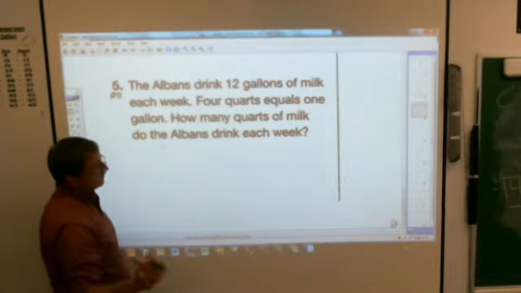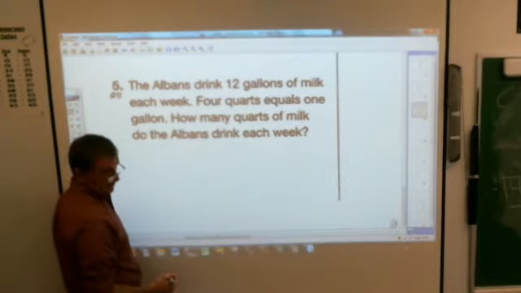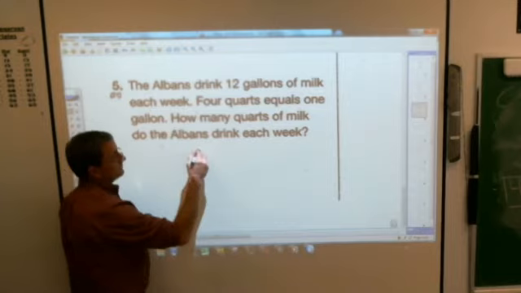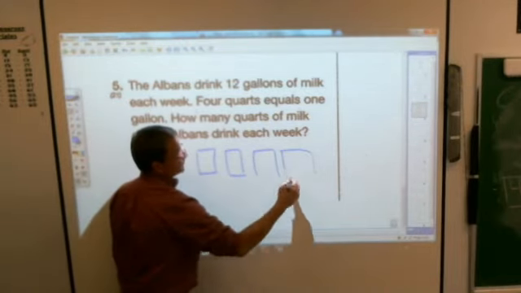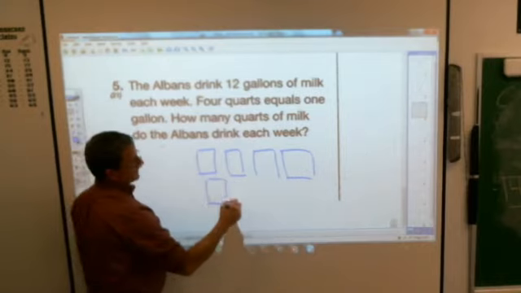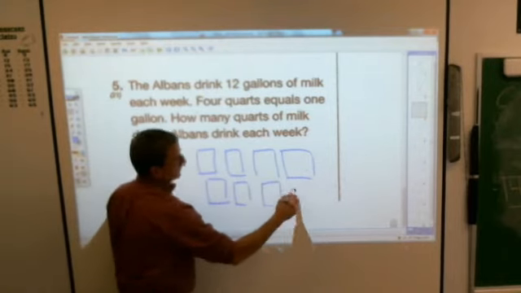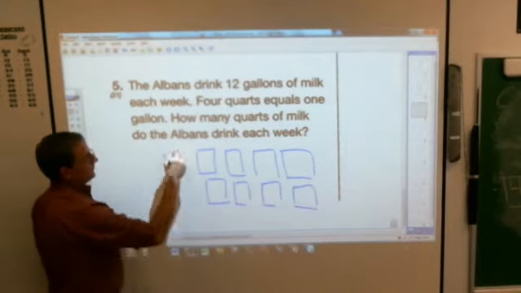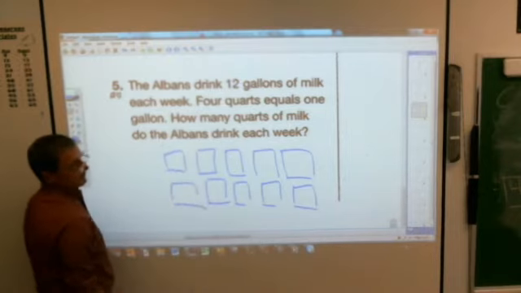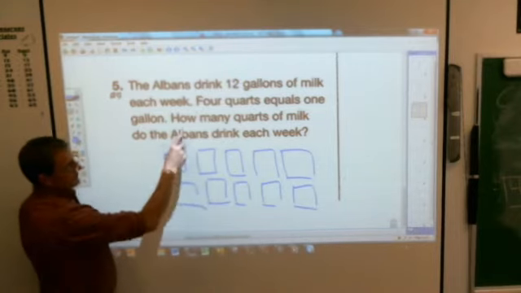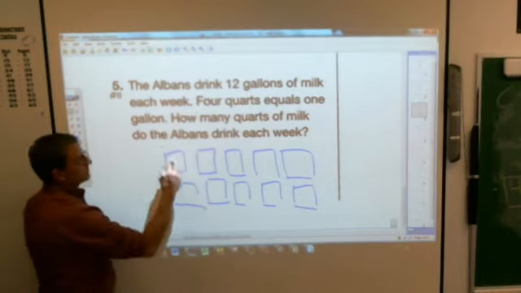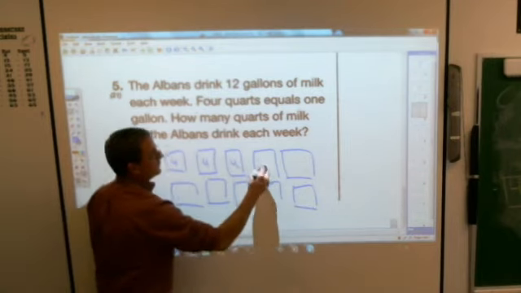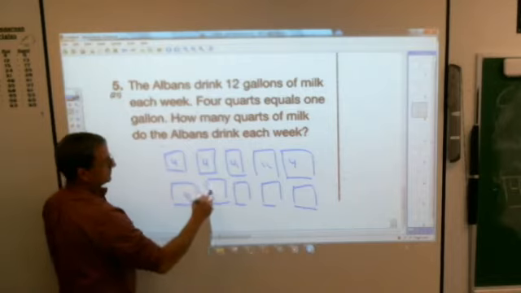This is where always drawing pictures helps you out. How many gallons of milk do they drink a week? 12. So if you want, you could draw 12 of these. It wouldn't take you very long. You don't really have to, but I guess in this case I would. Each one of these is a gallon of milk, right? And this is how many they drink in a week. All right. Each one of those gallons is how many quarts? 4. So you have, every one of these is 4 quarts.